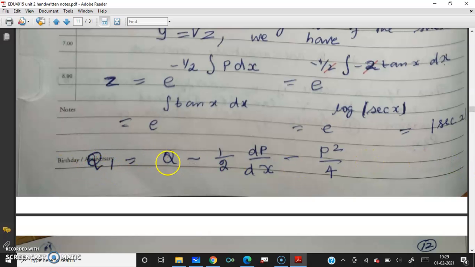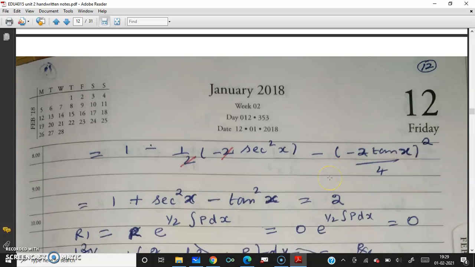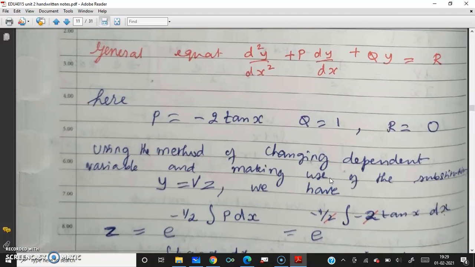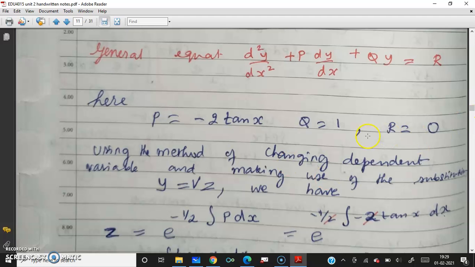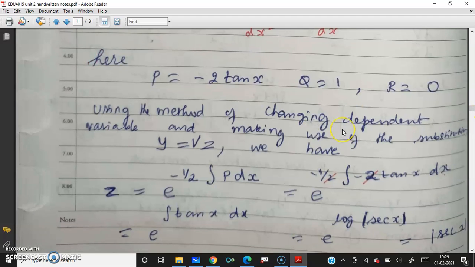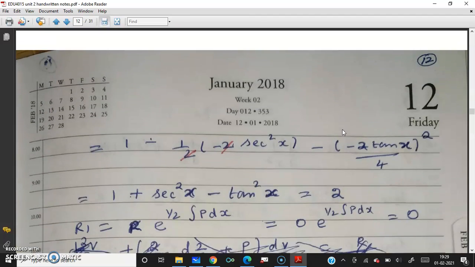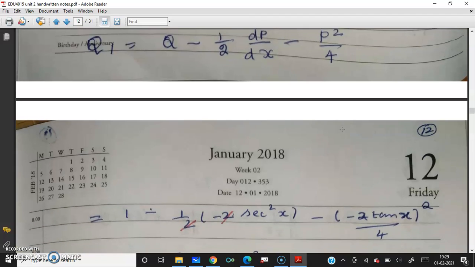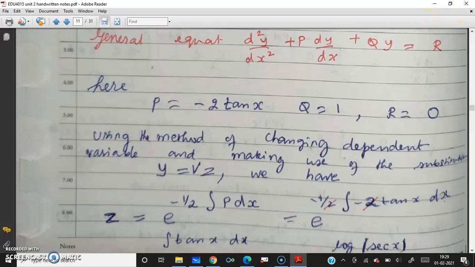So what is q1? Q1 is nothing but q minus half dp/dx minus p²/4. You can take this as a formula for this particular type. So using this formula, what will you get? What is my q? Q we have taken as 1, right? Q is 1 here, r is 0, and p is minus 2 tan x. So you substitute all. Q is 1 minus half dp/dx, where p is minus 2 tan x.